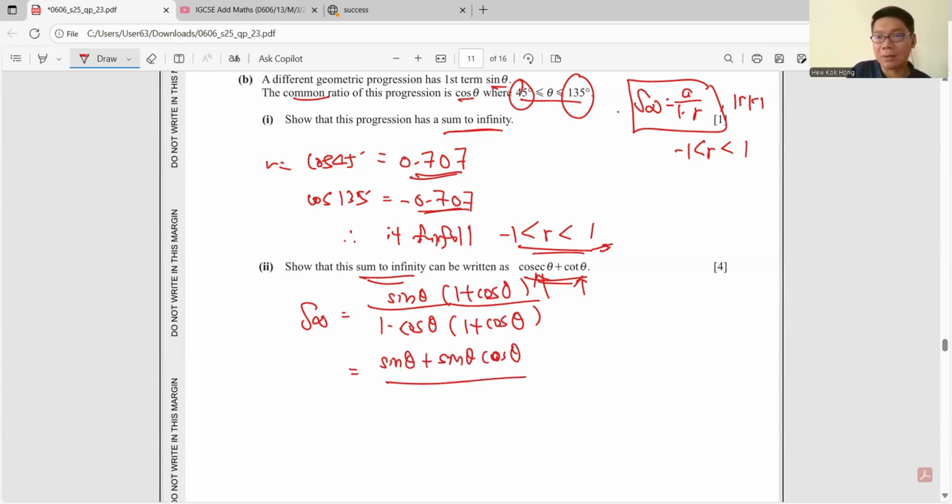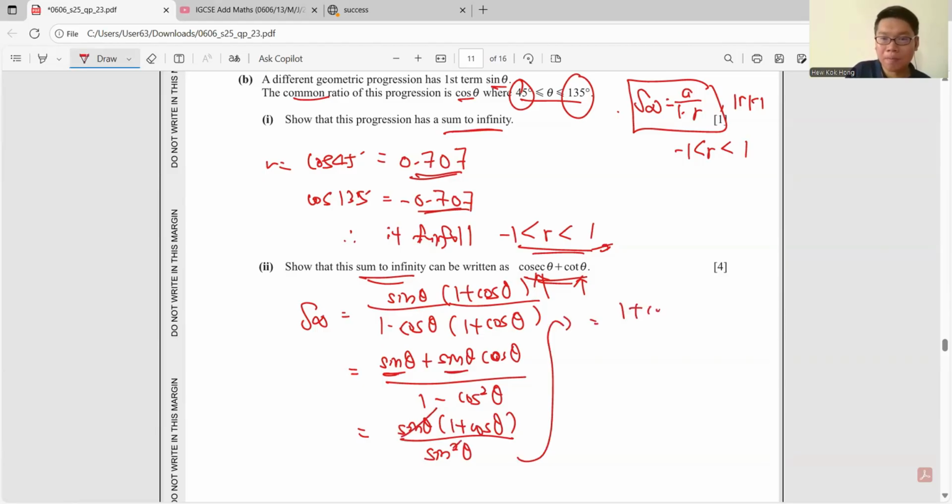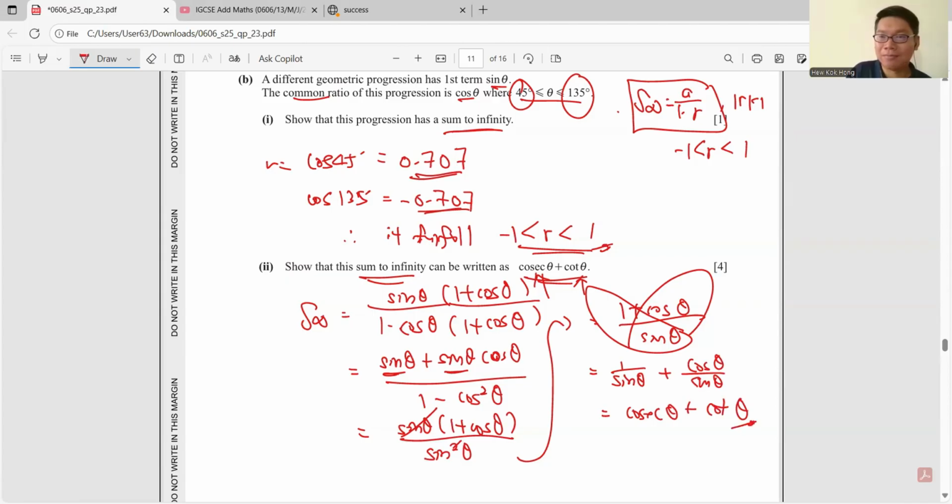So here A plus B, A minus B will become A squared minus B squared. 1 minus cos squared is sine squared. And then the sine theta and sine theta I can factorize out. Then can you see you have 2 terms already? Then I simplify. So at this situation, we can split it. So it's just nice cosecant theta and cotangent theta.